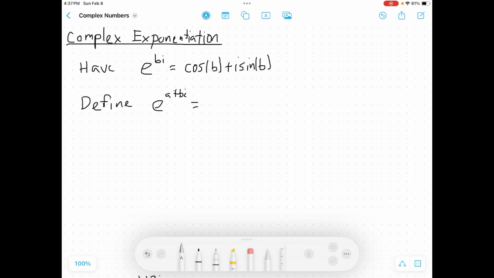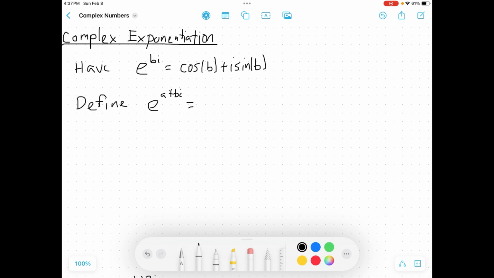we are moving into a new number system, so we shouldn't take anything for granted, but it ends up being the case that we can apply our exponent rules and say that this should look like e to the a times e to the bi. If we make use of that, we know that e to the bi should look like cosine of b plus i sine of b.